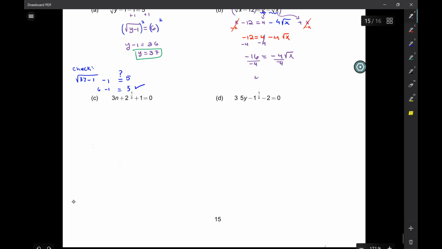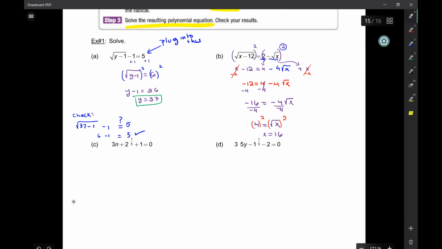So 4 is equal to root x. What now? Square both sides. So x is 16. Okay, well, let's see if that works. Let's check.